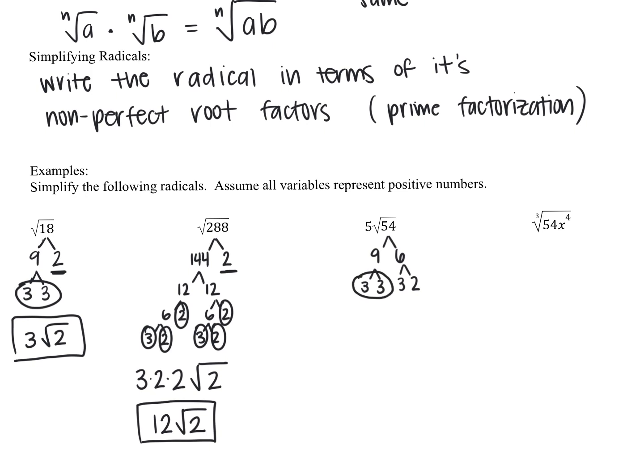So that 3 has to come outside and multiply with the 5 that's already there. So it's going to be 5 times 3. And then underneath the square root, I have a 3 and a 2 that are going to multiply back together, since more than one number is left without a pair. So I get 15 square root 6.